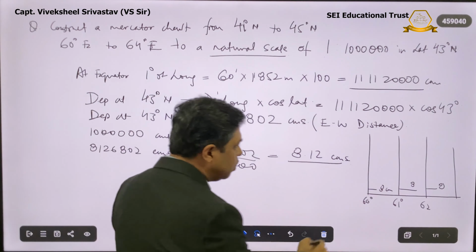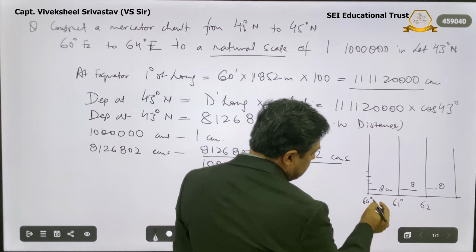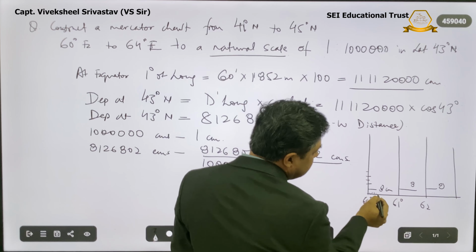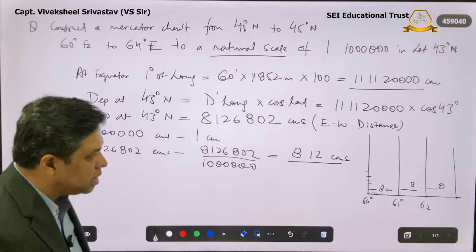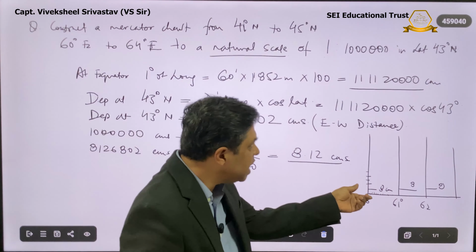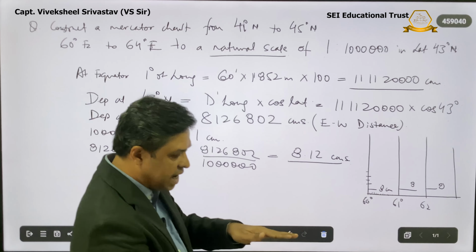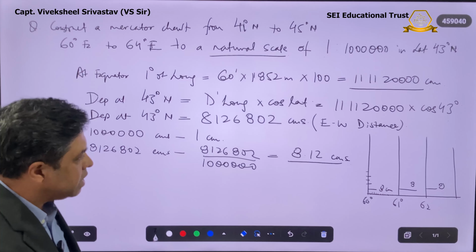Now I need to find out what is my latitude scale, because okay, you can divide this 8 centimeters into 60 parts. Okay, you'll get each minute. But the latitude scale is different because at 43 degrees north, the latitude will have a north-south expansion. All right.